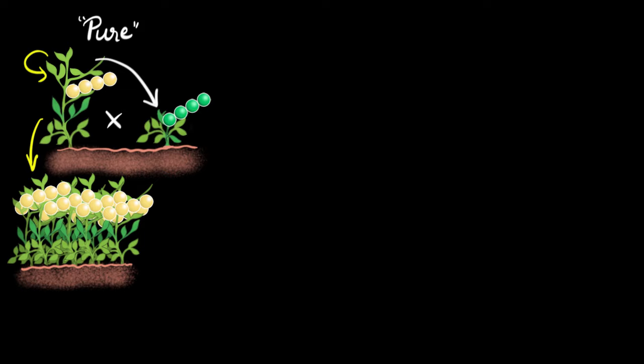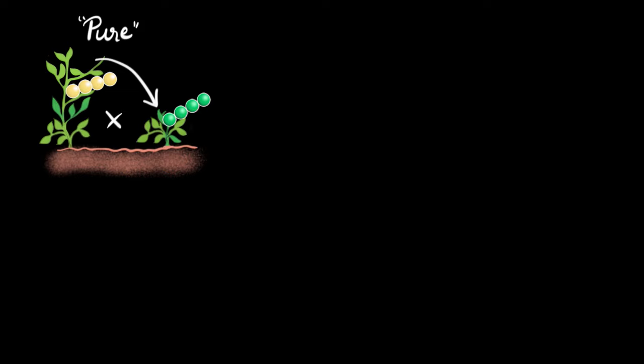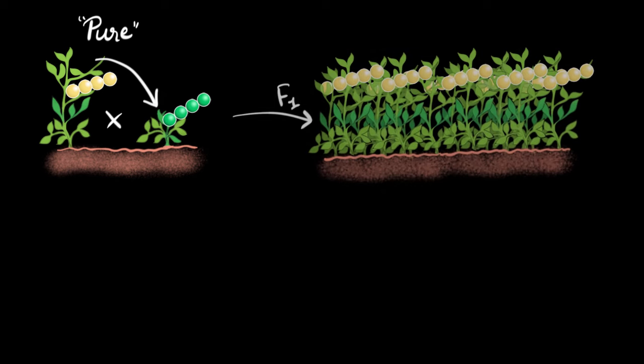Okay, so let's get rid of this. And so now the big question is, what if we cross them? And what kind of offspring do we get? Let's see. Well, in the first generation, we get all tall plants with yellow seeds. None of them are short or green.